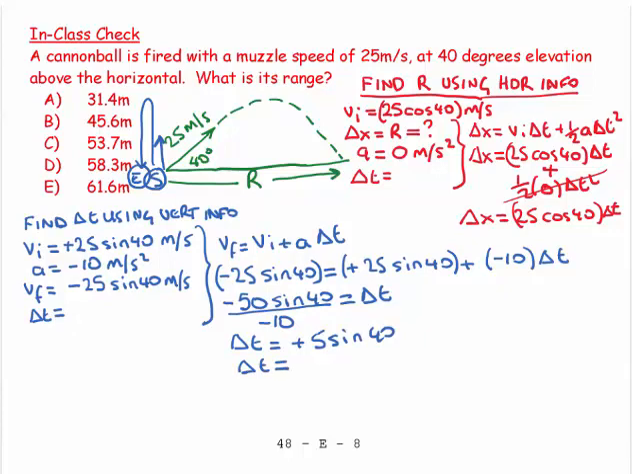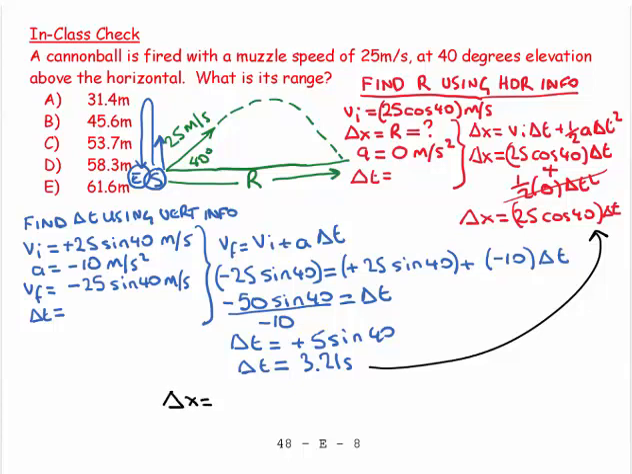Delta t is equal to, check them in degrees, 5 sine 40, which equals 3.21 seconds. So I found my time. Last step. We move it back up there. But I got no space, so I'll do it at the bottom.